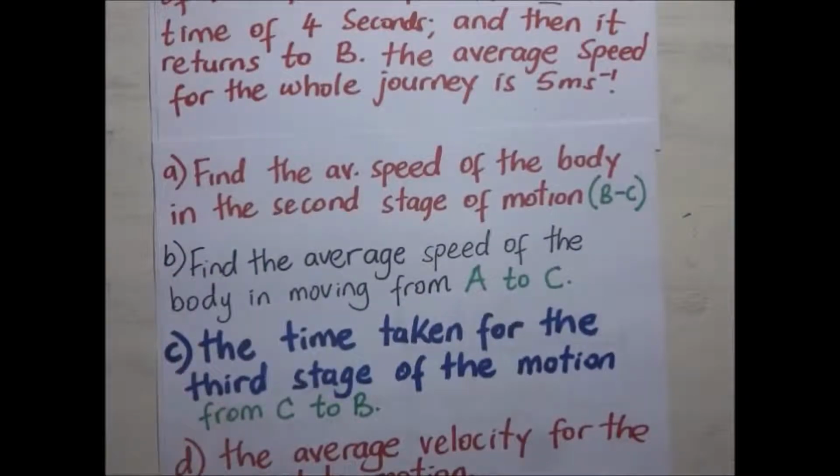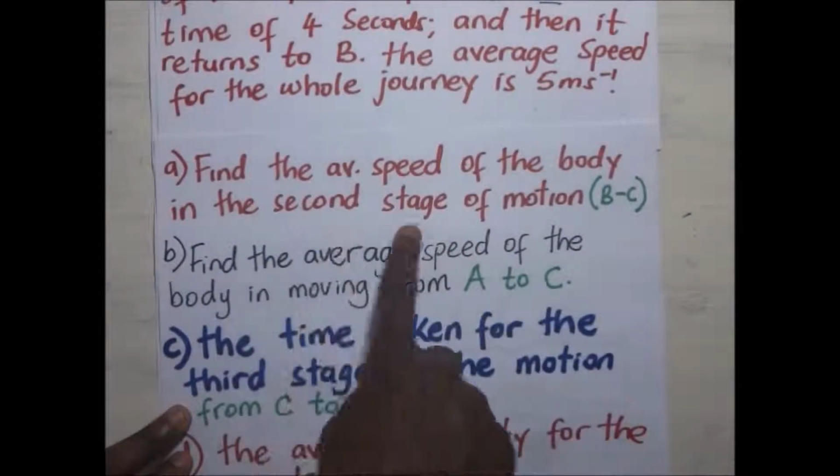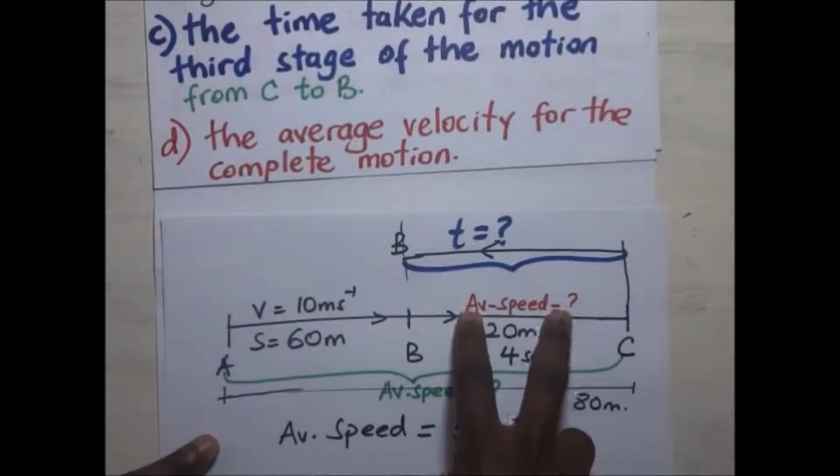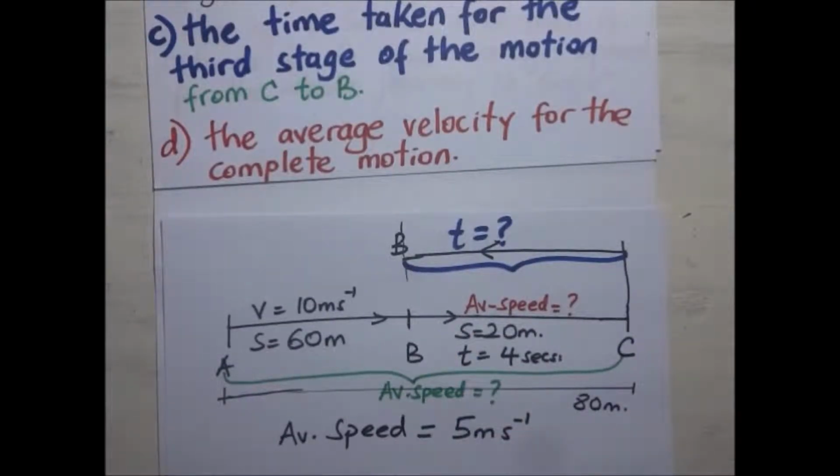Part A is requiring us to find the average speed of the body in the second stage of the motion. Now this is the second stage of the motion. They want us to find the average speed, so we will go ahead and calculate it. Now we know that the average speed formula is going to be equal to the total distance divided by the total time.